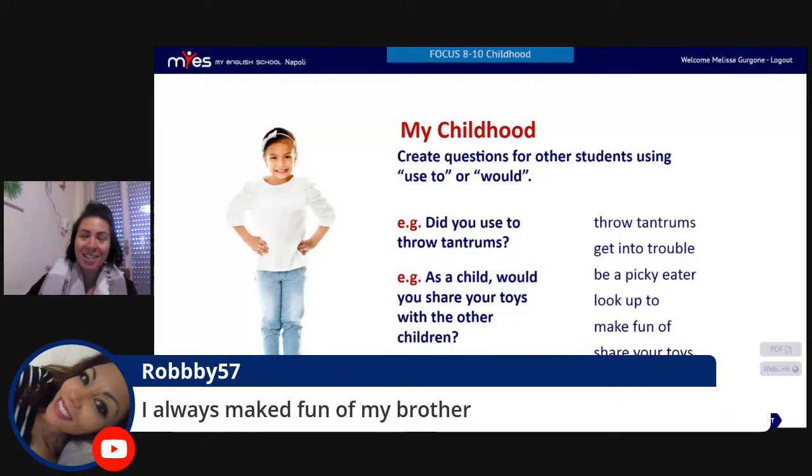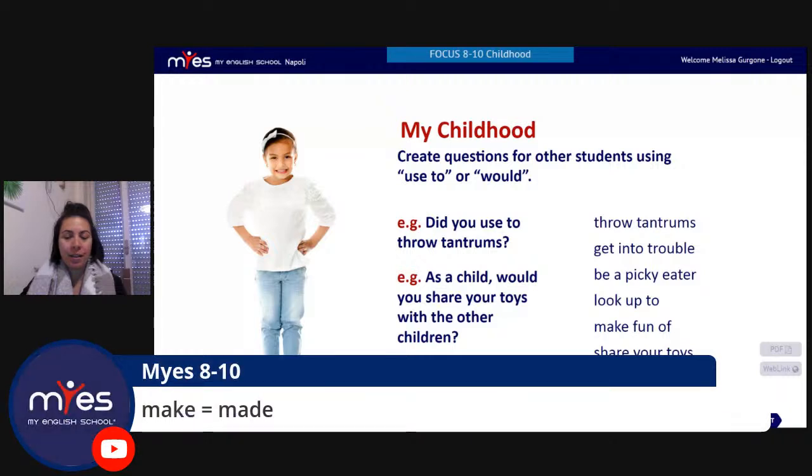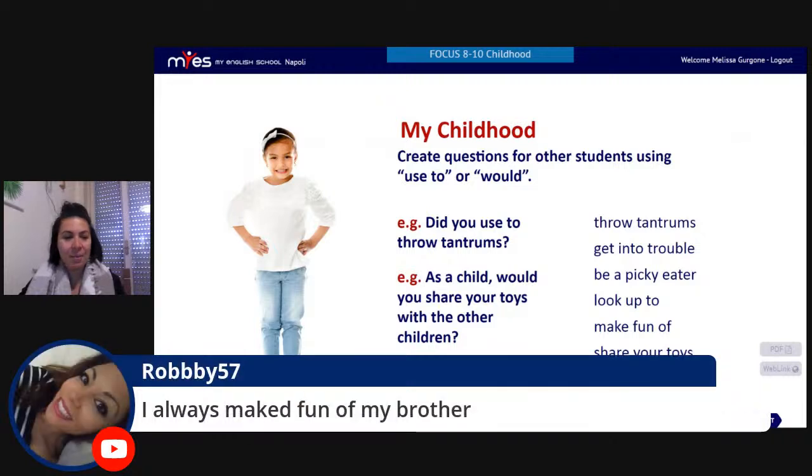Actually, I am guilty of the same, Robbie. I always made fun of my brother. Good. Just remember, Robbie, that's an irregular past simple. Make in the past is made. But yes, I am definitely guilty of the same. I always used to make fun of my brother as well.